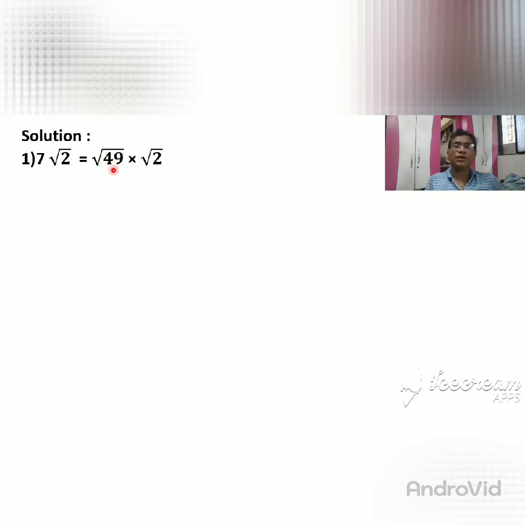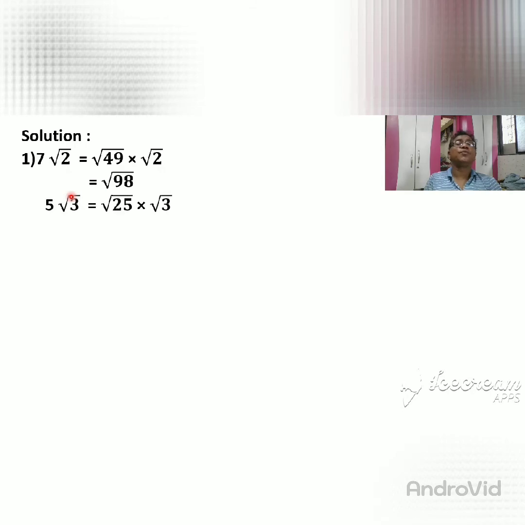So 49 into square root 2. 49 into 2, you multiply this, you get 98. So here you get square root of 98. Any doubts? If you have a doubt, ask me. 7 is the coefficient, root 2 has order 2. Order is 2, so the index of 7 is 2. 7 square is 49, so it is written in the surd as 49 into root 2. So 49 into 2, you get root 98.